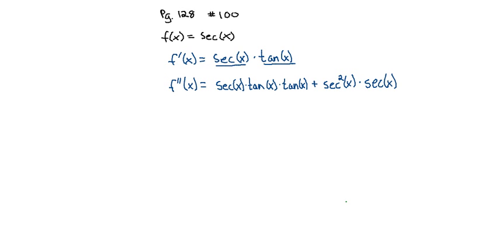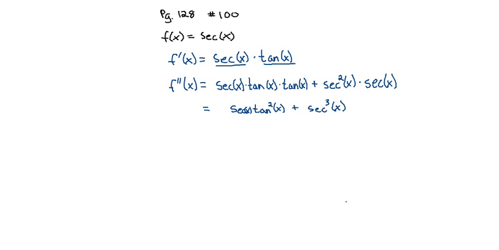And then we need to simplify this a little bit. Tangent x times tangent x can become tangent squared x, secant x in front of that, plus secant squared times secant is secant cubed x. Kind of an odd one, you don't see that very often.